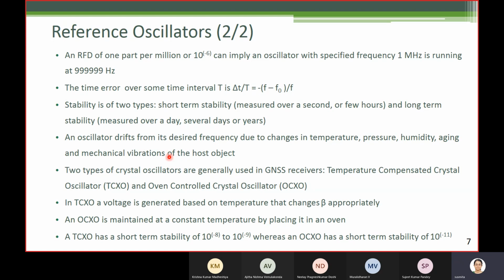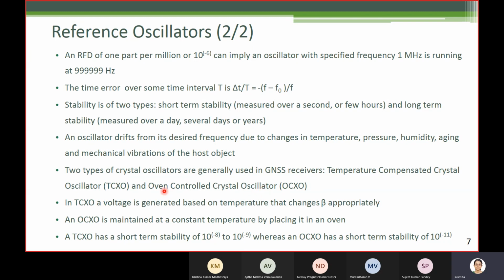Now, there are some designs to correct the frequency error due to environmental conditions. In the case of a GNSS receiver, two such designs are generally used to compensate for the change in temperature. They are called the temperature compensated crystal oscillator, TCXO, and the oven controlled crystal oscillator, OCXO. These two types of crystal oscillators are commonly used in GNSS receivers.